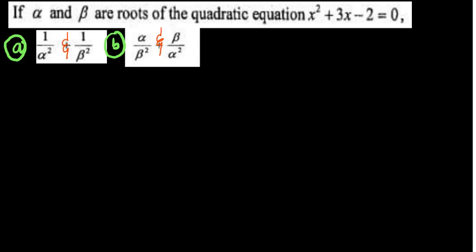Now the first thing that you always need to find, from the equation that you've been given, is the product and the sum of roots. So I'm going to find alpha plus beta, which is given by negative b over a.